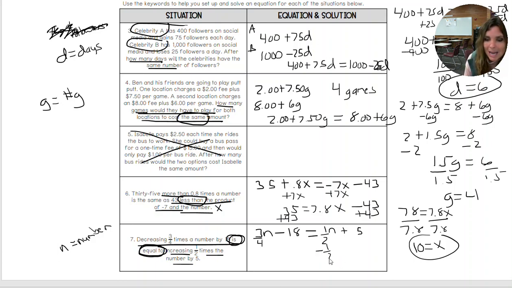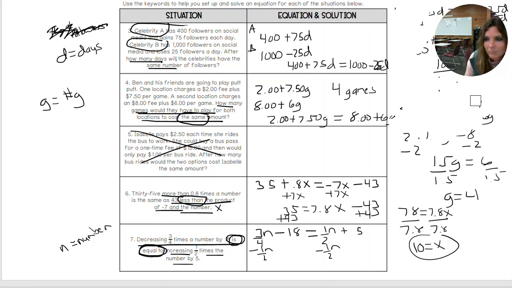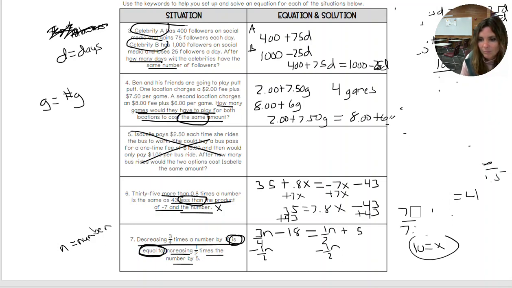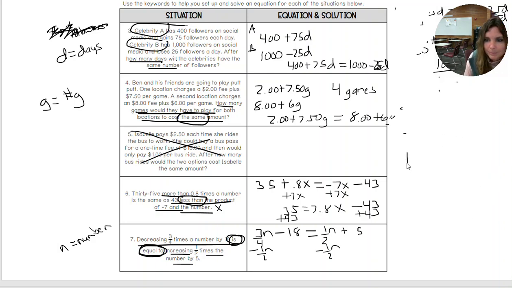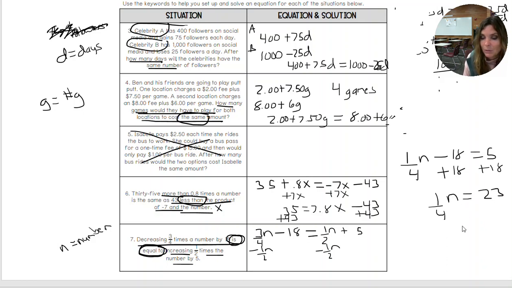So we minus 1/2 from both sides. I'm going to go ahead and clear off some space up top. When we do 3/4 minus 1/2, we're going to get 1/4. So 1/4 times n minus 18 equals 5. And then from there, we're going to add 18 to both sides. So then we have 1/4 times n equals 23.